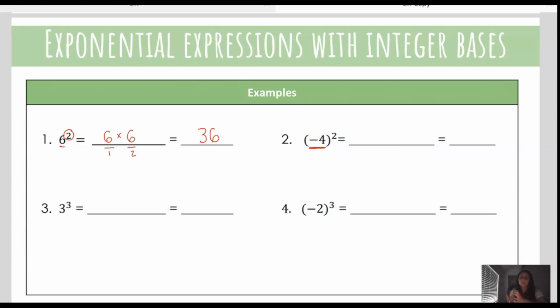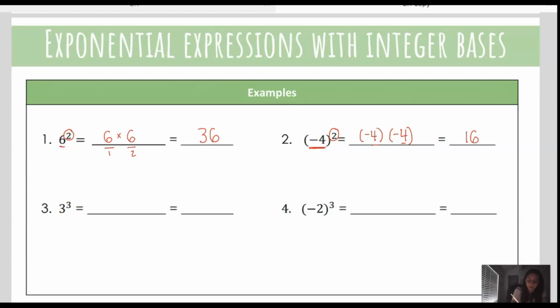So our base is negative 4, so that's what we're going to keep repeating in our multiplication, like negative 4 times negative 4 times negative 4, and so on. But our exponent is a 2, so we're only going to do that twice. So it's going to be negative 4 times negative 4. Well, 4 times 4 is 16, and a negative times a negative, they're the same sign, so our product will be positive. So negative 4 squared is positive 16.